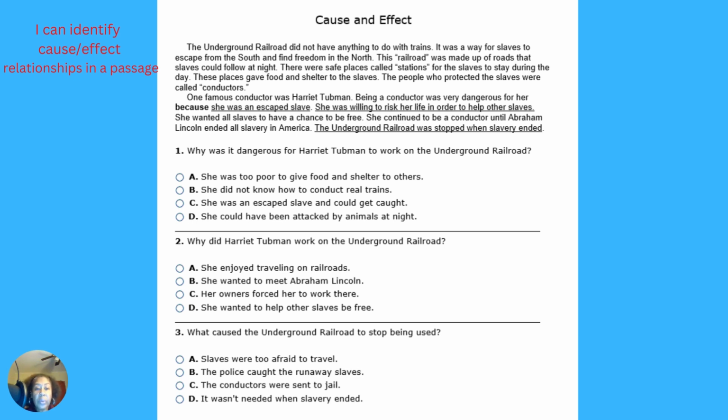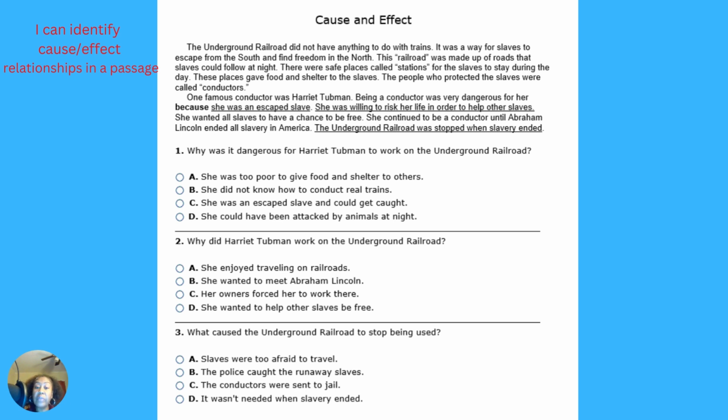The Underground Railroad did not have anything to do with trains. It was a way for slaves to escape from the South and find freedom in the North. This railroad was made up of roads that slaves could follow at night. There were safe places called stations for the slaves to stay during the day. These places gave food and shelter to the slaves. The people who protected the slaves were called conductors. One famous conductor was Harriet Tubman.